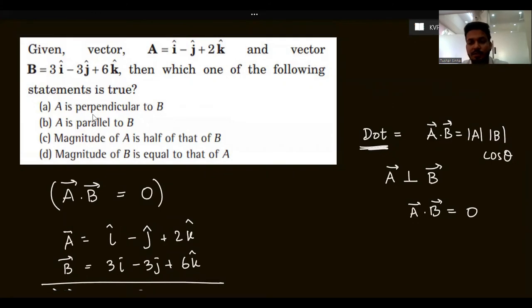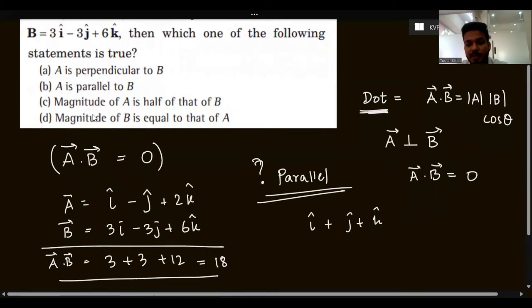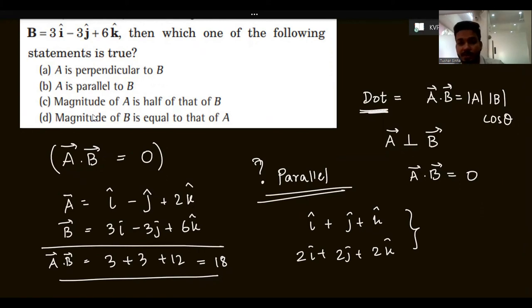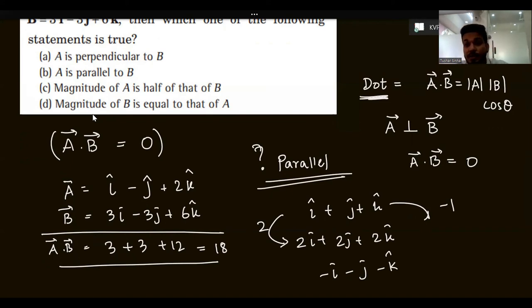Let's check whether they are parallel. How do you check whether something is parallel? If you have I cap plus J cap plus K cap, and I multiply this by two, for example 2i plus 2j plus 2k, these two vectors will be parallel. What I'm trying to say is, if you divide one vector by a particular scalar number, then you'll get the same vector. The individual components are a direct multiple of the other vector. Here I got this vector by multiplying with 2. If I multiply with minus 1, this would become minus I minus J minus K. This is again a parallel vector, but in the opposite direction. So this is how we check the parallel thing.